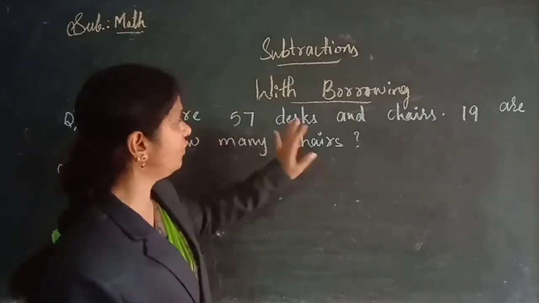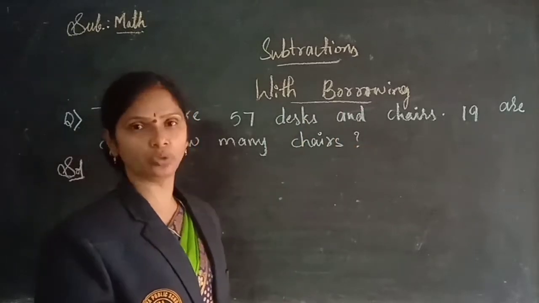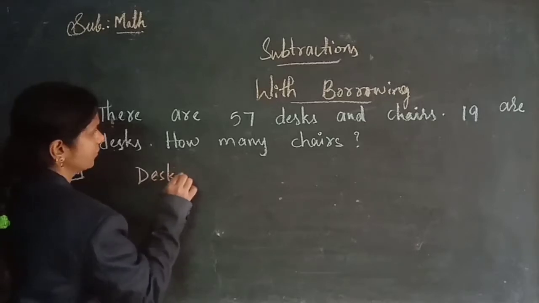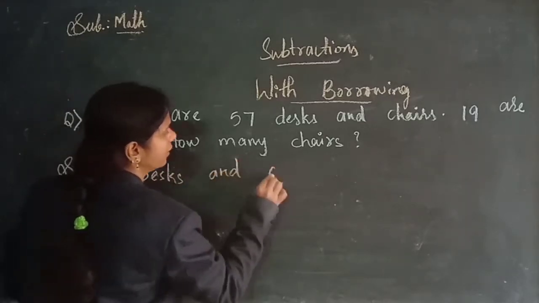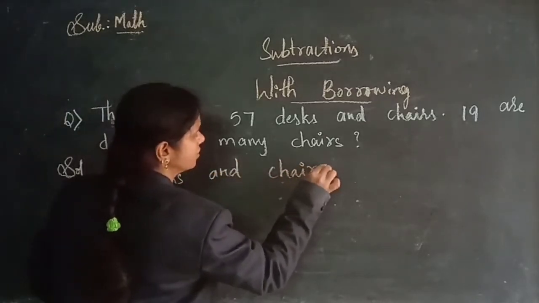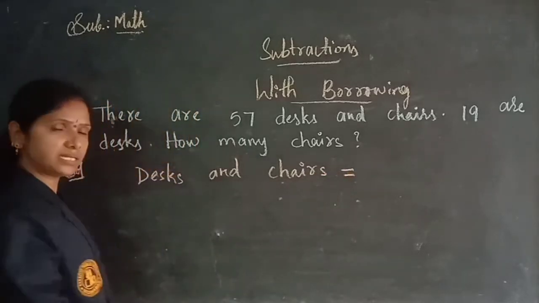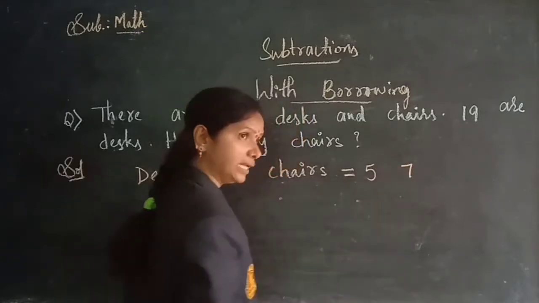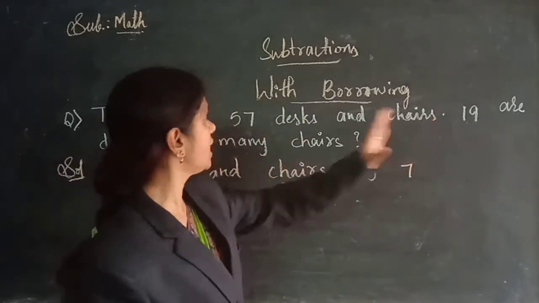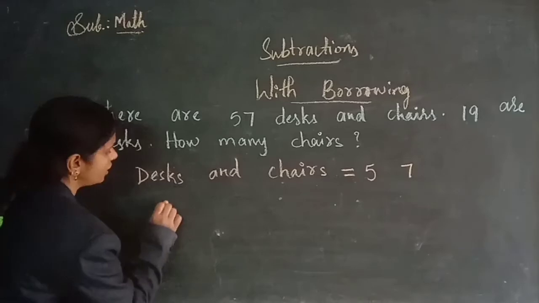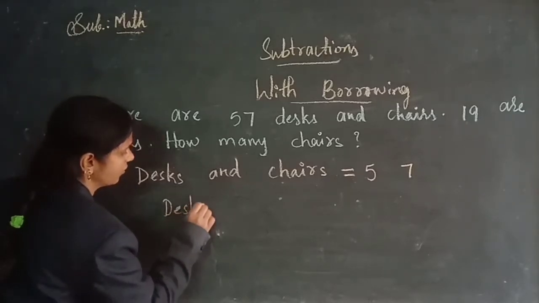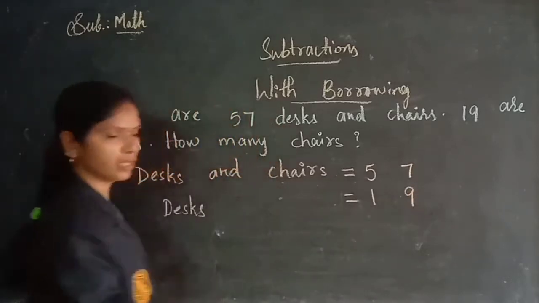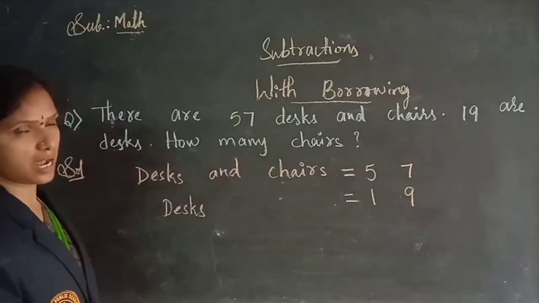Come on, first we will take the desks and chairs together number. Here we are writing desks and chairs. So how many desks and chairs together do we have here? 57. And in the desks and chairs, 19 are desks. So the desk number is 19. Write in order, children. Okay, 19 desks are there.